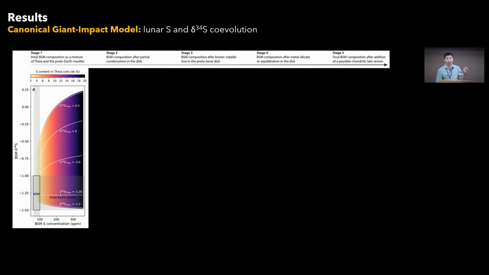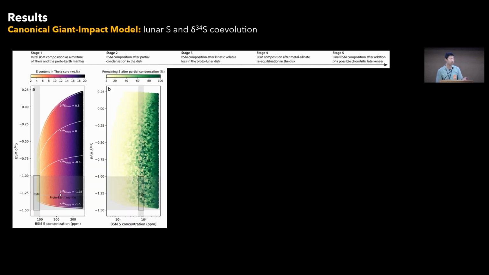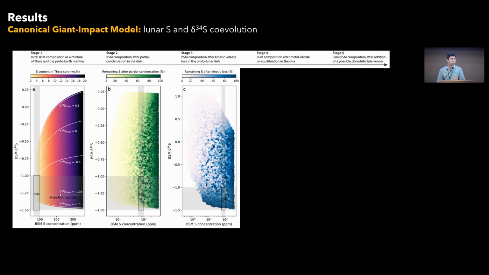On all of the following diagrams, the x-axis shows the sulfur concentration in the bulk silicate moon, and the y-axis shows the delta sulfur values. And the ultimate goal is to see after a sequence of evolution, if the predictions can fall within this box, which is the defined BSM observation. So for the first diagram, we see there's a range of estimates. That is because we can assume some very different values for the pre-impact bodies. And second, it is the high temperature partial condensation effect that would deplete sulfur to the left without changing the delta sulfur much. But then the kinetic volatile loss would further deplete sulfur and increase the delta sulfur significantly due to the kinetic fractionation.